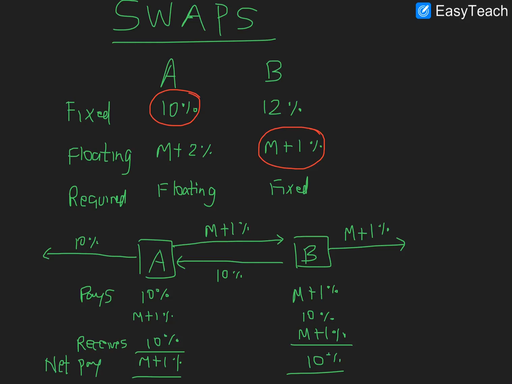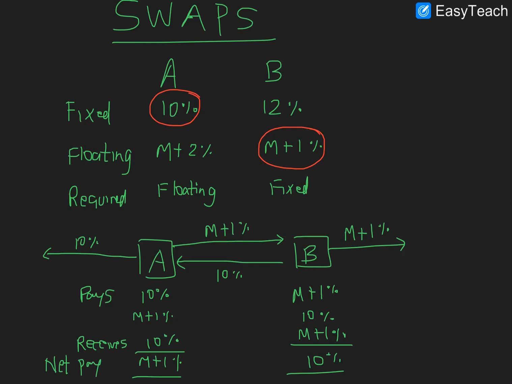So they just exchanged their obligations, and by that they're able to save on the rate of interest. Because had A borrowed on its own, it would have cost MIBOR plus 2%, whereas now the cost for A is MIBOR plus 1%. Whereas for B, at a fixed rate it would have cost 12%, but right now, after the exchange, the net cost is 10%.